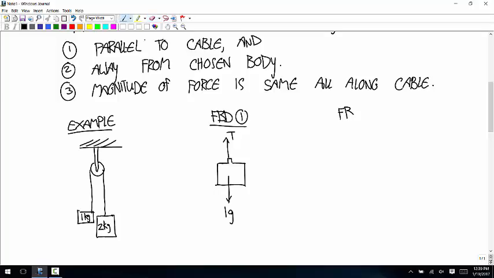And then the free body diagram of the other one, this is the 2 kilogram mass. So the weight is 2 times 9.81. And the force is parallel to the cable, away from the chosen body. And the magnitude of the force is the same as it was on the other side of that cable, since it's one cable passing over nothing but massless and frictionless pulleys.